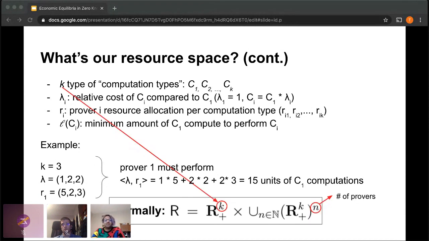So what does this look like formally? Well, we again have this graded structure where we're graded by the number of agents. But there is another thing in the Cartesian product, the first component. The first component really corresponds to this lambda vector, which is the relative cost vector. And then the other component is your resource distribution allocation for each agent.